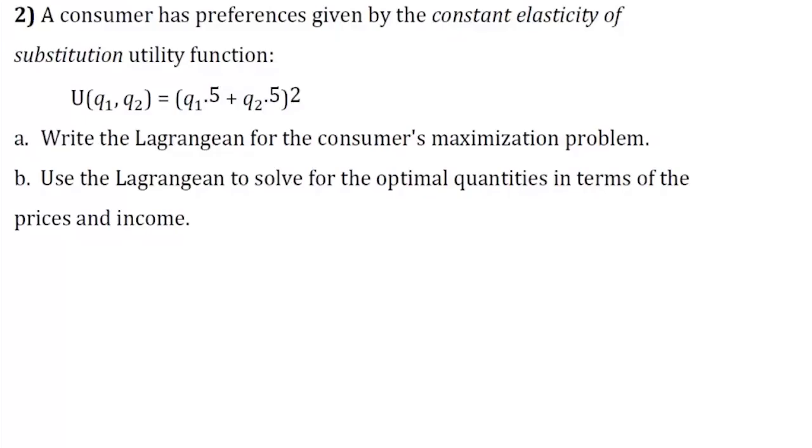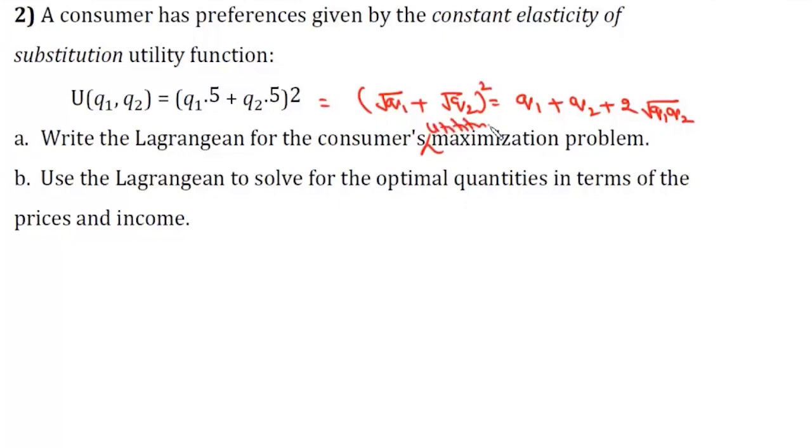Now let us consider another question, in which a consumer has preferences given by the constant elasticity of substitution utility function u as a function of q1 q2, and it will be under root q1 plus under root q2 whole square, which we can also write as q1 plus q2 plus 2 times under root of q1 q2. Now it says write the Lagrangian for consumer's maximization problem.